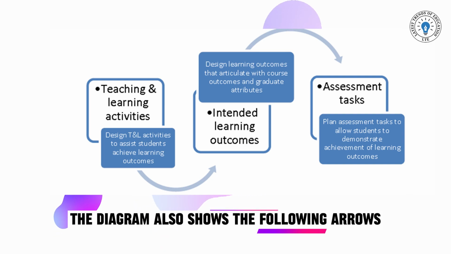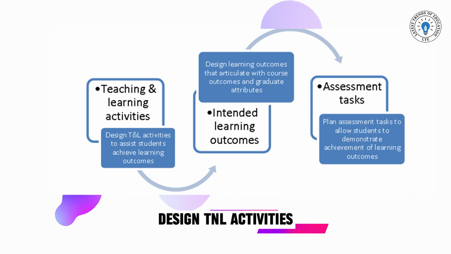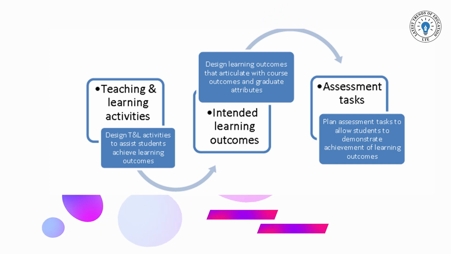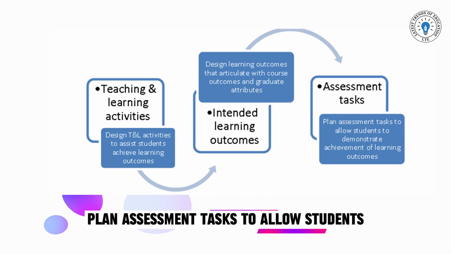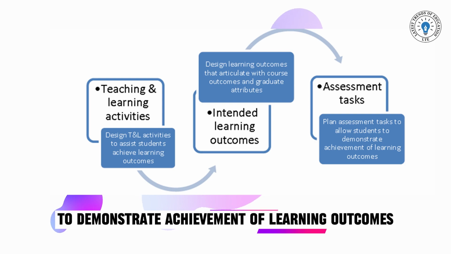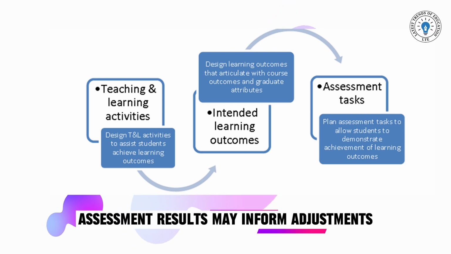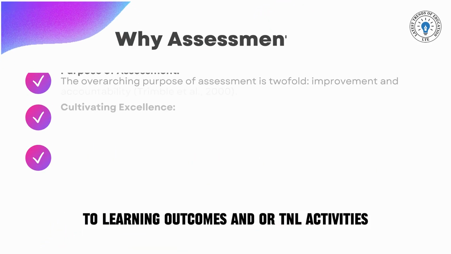The diagram also shows the following arrows. From Step 1 to Step 2, design TNL activities to assist students achieve learning outcomes. From Step 2 to Step 3, plan assessment tasks to allow students to demonstrate achievement of learning outcomes. From Step 3 to Step 1, assessment results may inform adjustments to learning outcomes and/or TNL activities.